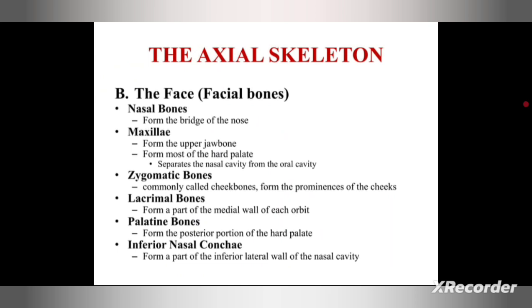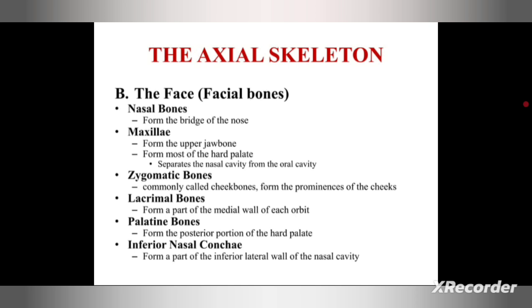Now the face. Facial bones: nasal bones form the bridge of the nose. Maxilla forms the upper jawbone and most of the hard palate, separating the nasal cavity from the oral cavity. Zygomatic bones, commonly called cheek bones, form the prominence of the cheeks. Lacrimal bones form part of the medial wall of each orbit.